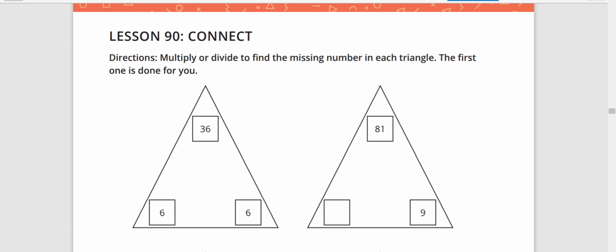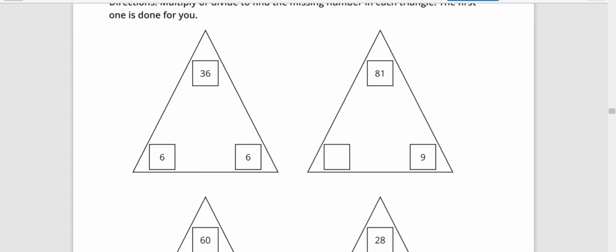Our learning goal for today is to apply your understanding of fractions to real world problems. You have learned how to add, subtract, and compare fractions, and today you will be doing all three to solve story problems. Open your book page 107, multiply or divide to find the missing number in each triangle. The first one is done for you.